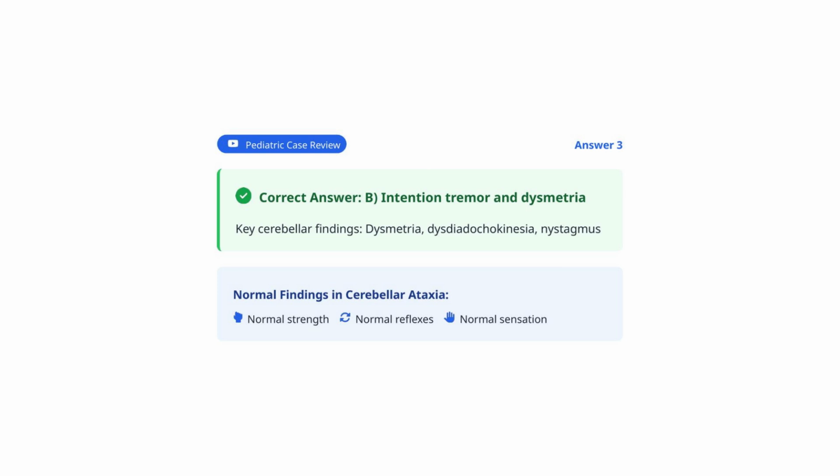Intention tremor and dysmetria. Classic cerebellar findings include intention tremor, dysmetria on finger-to-nose and heel-to-shin testing, dysdiadochokinesia, and nystagmus. Importantly, children with pure cerebellar ataxia typically have normal strength, normal deep tendon reflexes, intact sensation, and normal plantar responses, which helps differentiate from other neurological conditions.